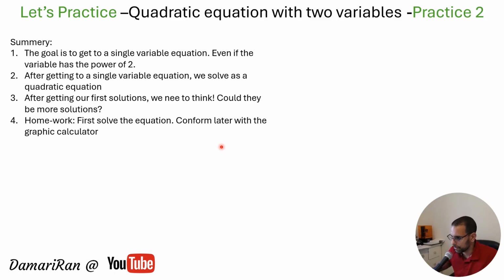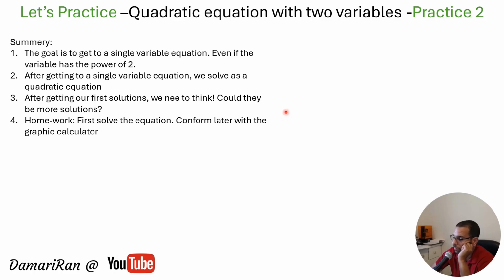Okay, ready? Summary. We're going to summarize the entire series. As we said earlier, the goal is to get to a single variable equation, even if the variable has the power of 2. It's just fine, it just means more results, mostly. After getting to a single variable equation, we solve it as a quadratic equation. And after we get our first solution, we stop and we... I wrote "need". Okay, sorry. We need to think, not like I didn't think when I wrote this word.